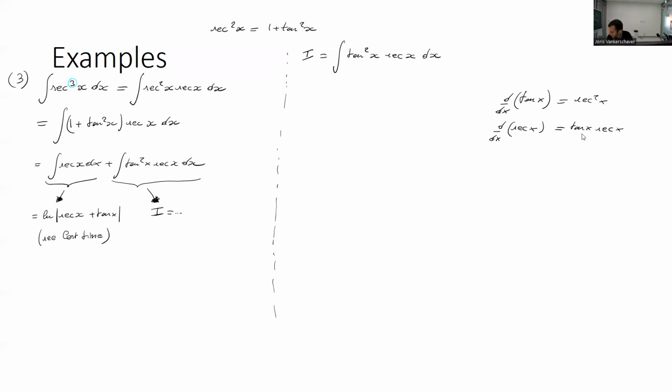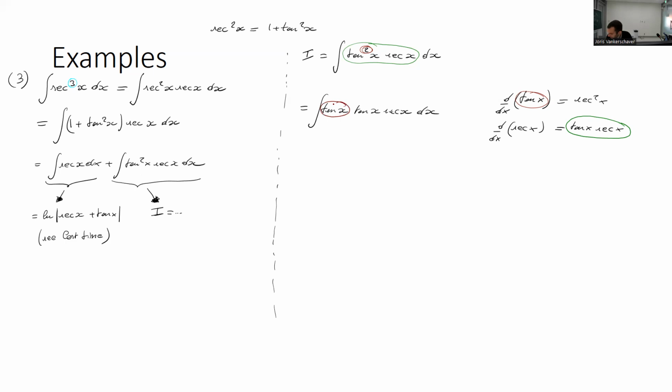And one thing that we can observe is that, hey, tan x times secant of x, that's kind of neat. That's almost what I have here. And on the other hand, I've got tan squared, so I've got another tan, and maybe I can do something with that other tan here. So in order to make that more concrete, let's write the integrand as tan x times tan x secant of x dx.